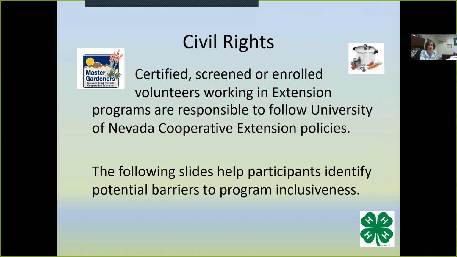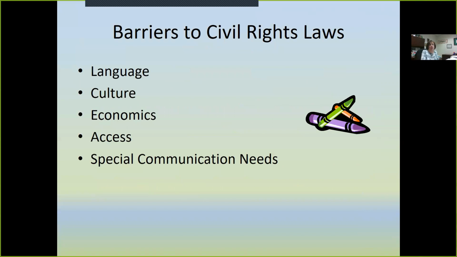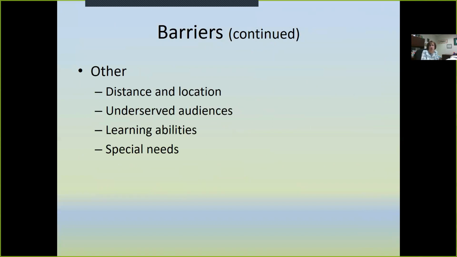So let's talk about a few of our barriers when it comes to trying to meet our requirements, or our obligations, I should say. When you look at this, there's language, there's culture, there's economics, there's access, and then special communication needs. And then there are some additional ones: distance and location, underserved audiences, learning abilities, and special needs.